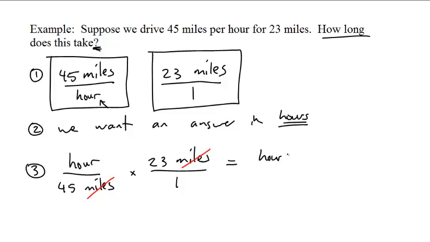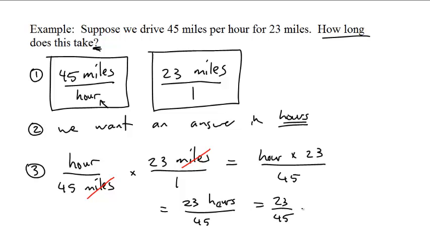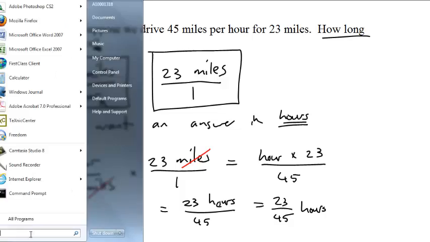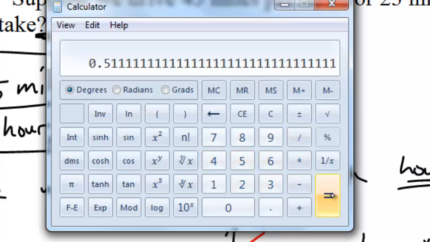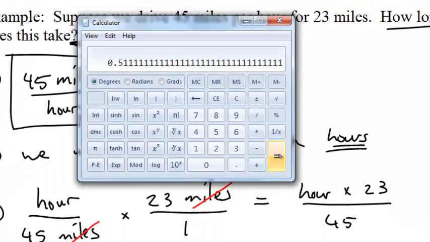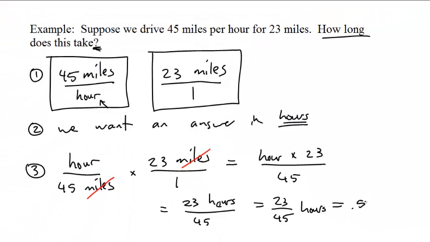And so we have hour times 23 over 45, which basically, we can switch the order. We can put the 23 first. This is basically just 23 hours divided by 45, or 23 over 45 hours, which I'm going to use a calculator on. We say 23 divided by 45, and we get 0.51, which is 0.51 hours. And that is the answer.